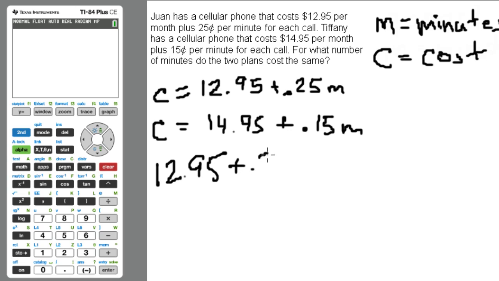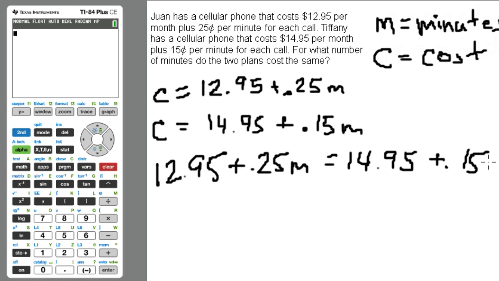So we're going to write it out like this. And we're allowed to do this because these are both equal to C. So if they're both equal to C, we can just set them equal to each other.